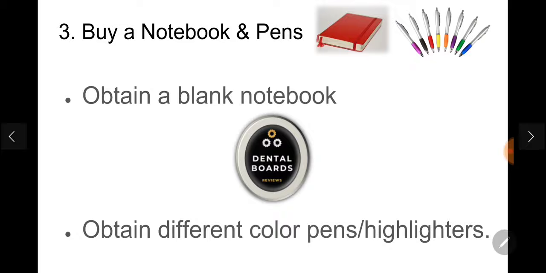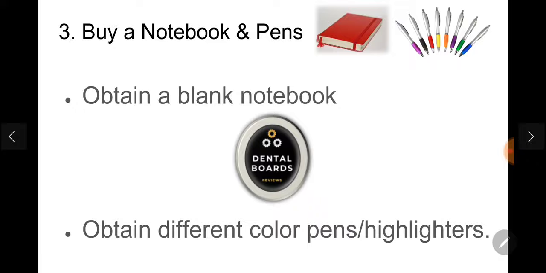Now that you have scheduled your exam and selected your 2 to 3 resources, you need to buy a notebook and pens. You need to take notes even if you are reviewing the flashcards. You can write on your flashcards, but ultimately you need a notebook in which you write down principles and things that you may forget, so that you can review.